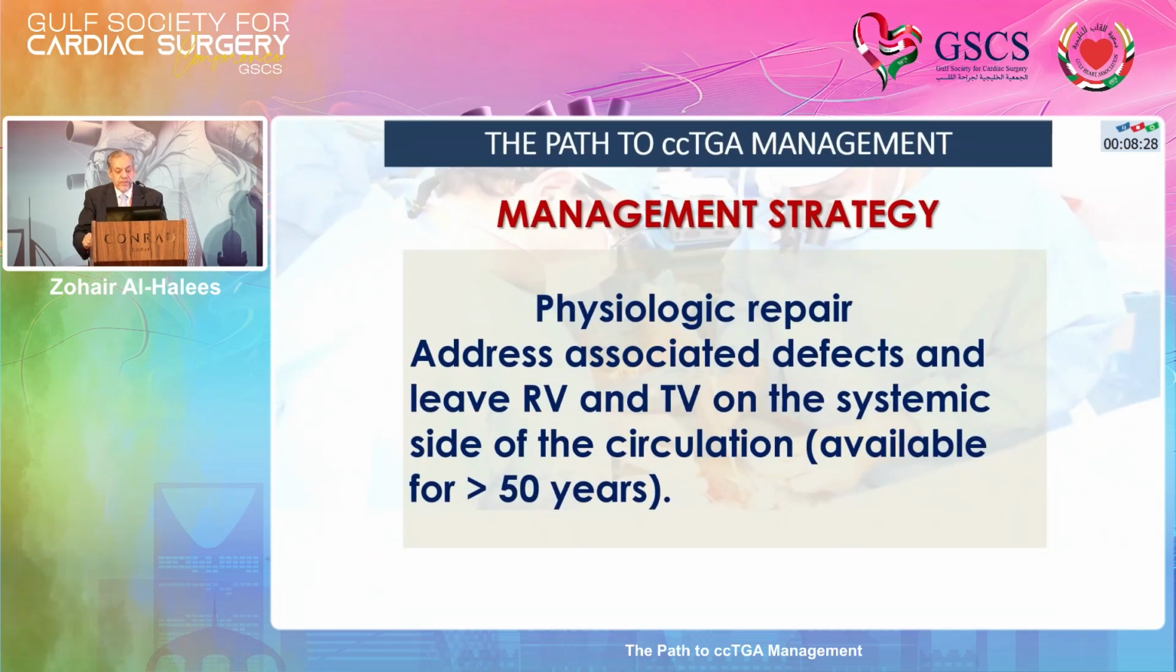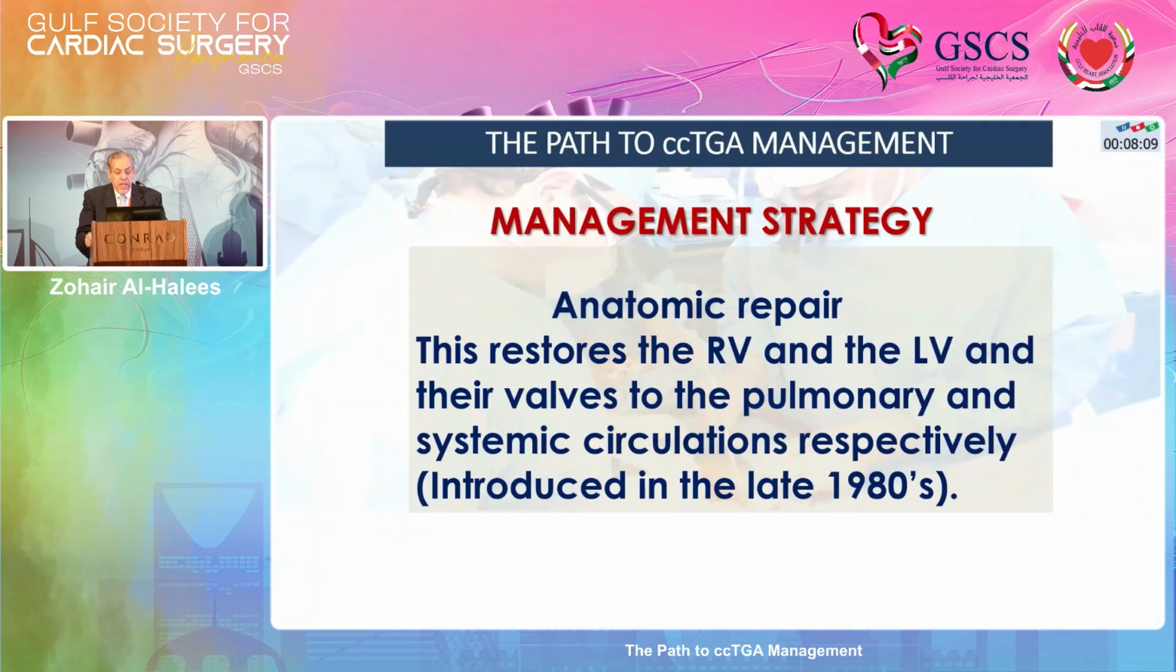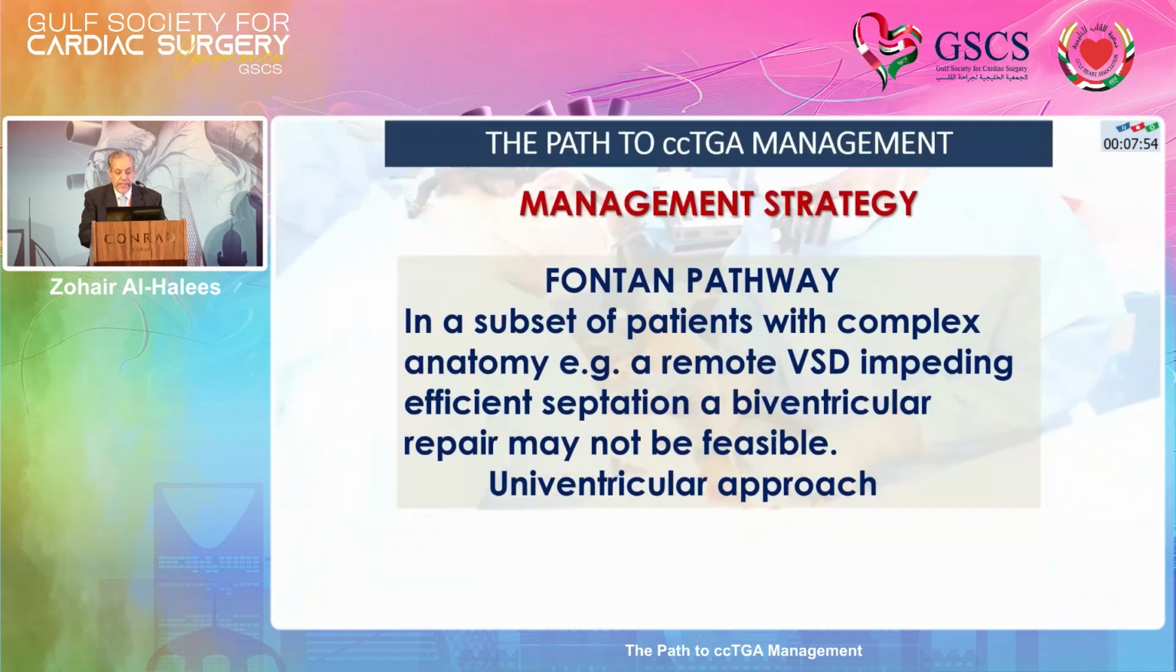Then in a group of patients, we do what we call a physiologic repair, keeping the right ventricle as the systemic ventricle. We address the associated defects and leave the RV and the tricuspid valve on the systemic side of the circulation. With this option, we have experience of more than 50 years. The other option is the anatomic repair, and this restores the right ventricle and the LV and their valves to the pulmonary and systemic circulations respectively. This approach was introduced in the late 1980s.